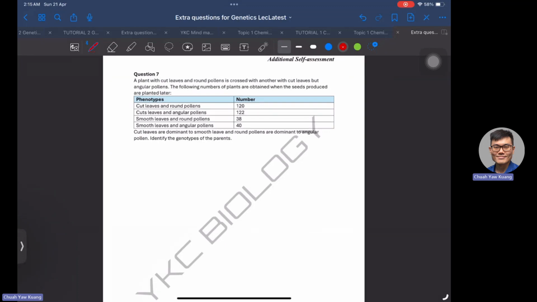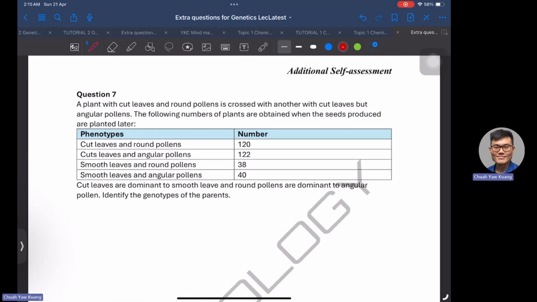Question 7: show that a plant with a cut leaf and round pollens is crossed with another one which has the cut leaf but angular pollen. Okay, so this is the parental phenotype. After crossing the two parents, they produce the offspring, and this is the number of the offspring. When they give us the number of the offspring, actually we can get the ratio here.